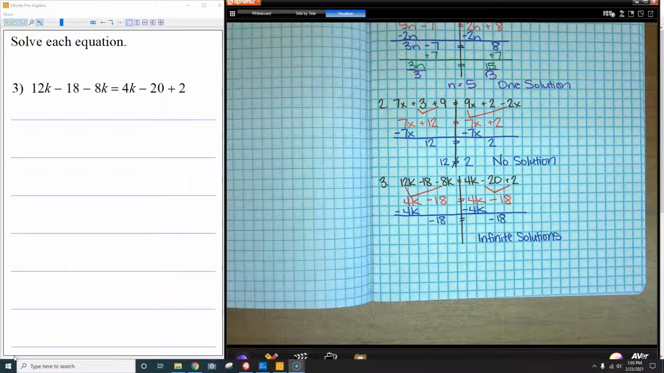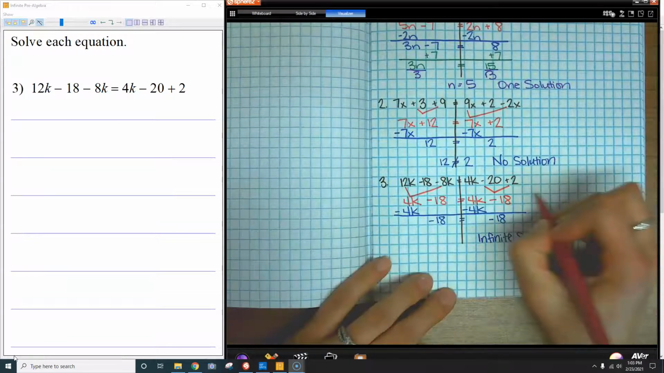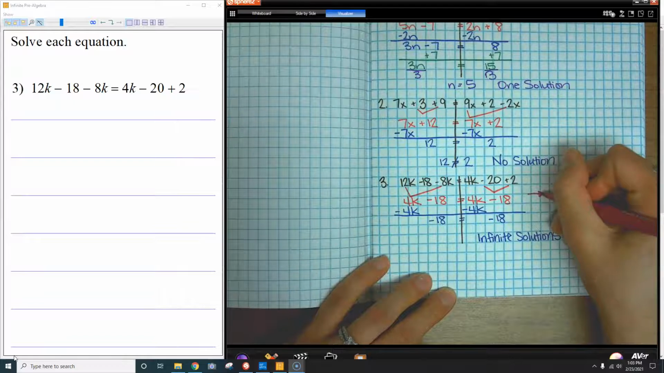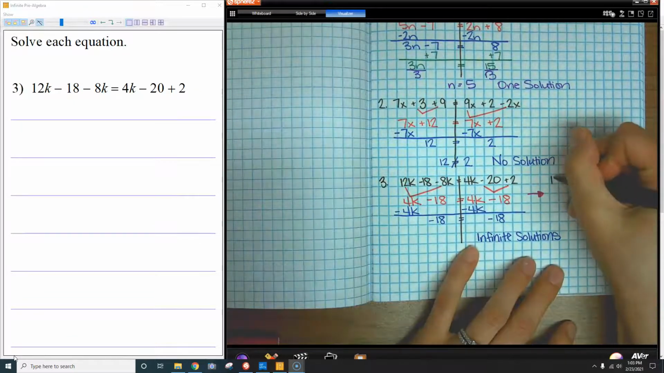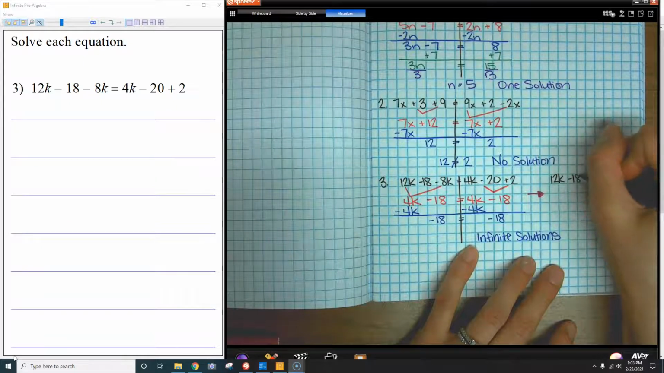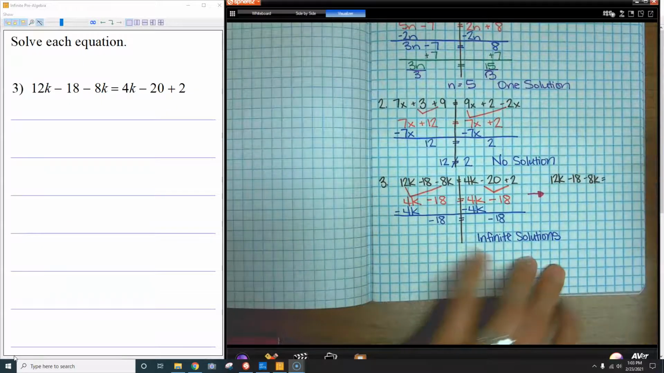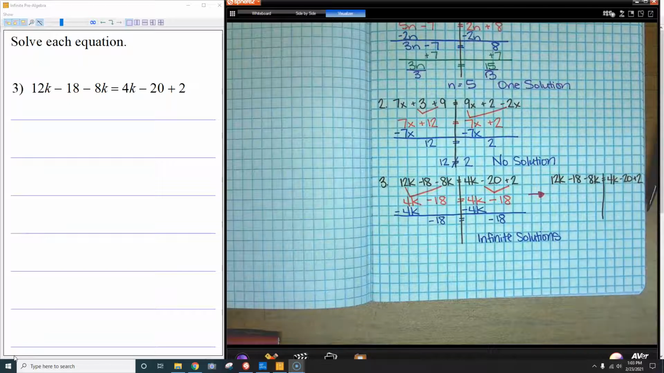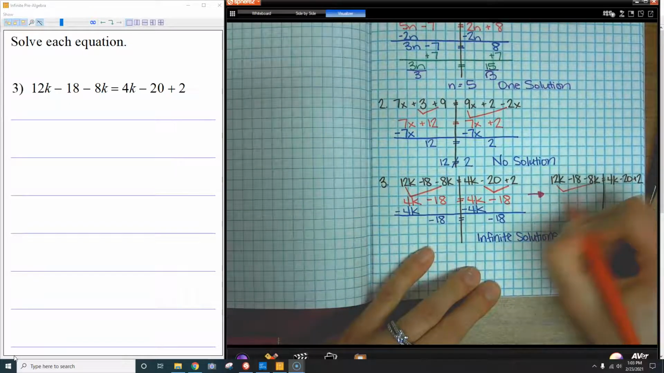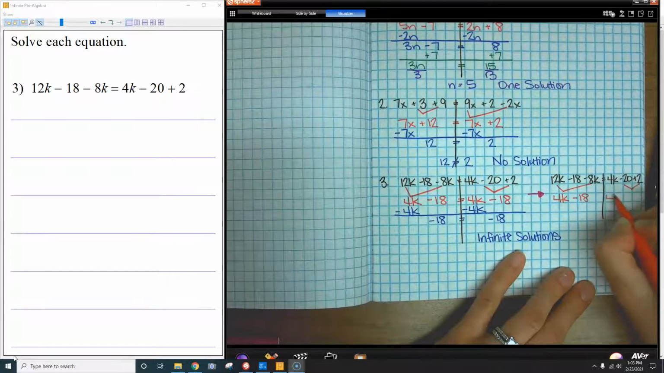Now I do want to talk about a special case where, if we had combined them incorrectly, what would happen? So this is in a hypothetical world. We're all going to use our calculators, and so we're not going to make this mistake. But in a hypothetical world, if I had written this as 12k minus 18 minus 8k equals 4k minus 20 plus 2, and drawn my line at the equal sign, and combined my like terms on the left, 4k minus 18, and combined my terms on the right and got 4k.